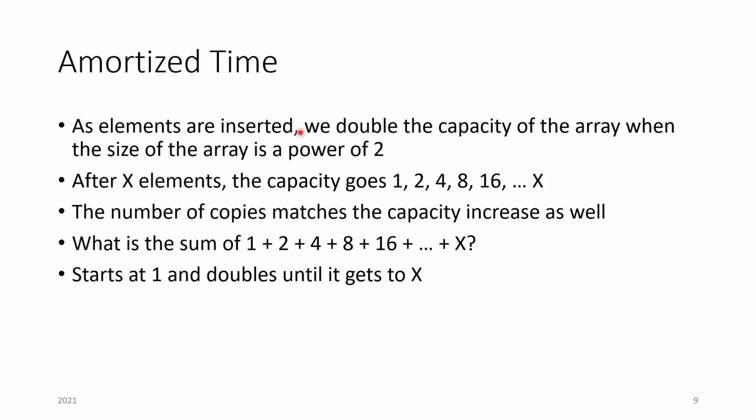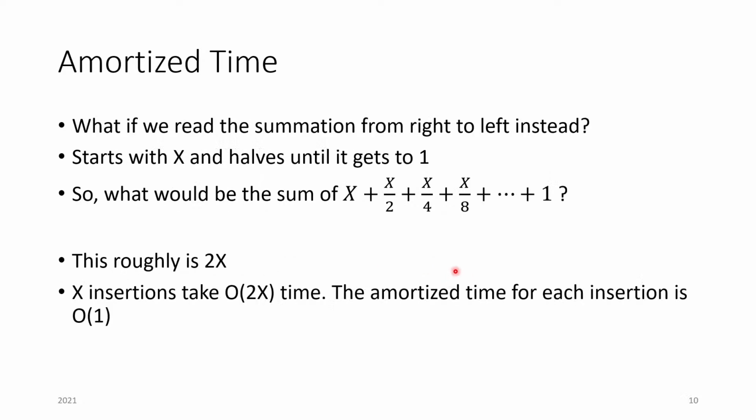As the elements are inserted, we can double the capacity of the array when the size of the array here is a power of 2. We just use this for simplicity's sake, just to explain our relationship for amortized time. So each time the array is doubled, it goes 1, 2, then 4, 8, 16, and we keep on going up to some unknown number x, right? And if we try to sum 1, 2, 4, 8, 16 going all the way up to x, you find that it's going to be a little bit tricky to sum that.